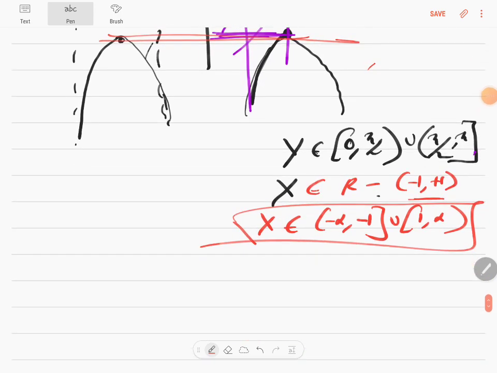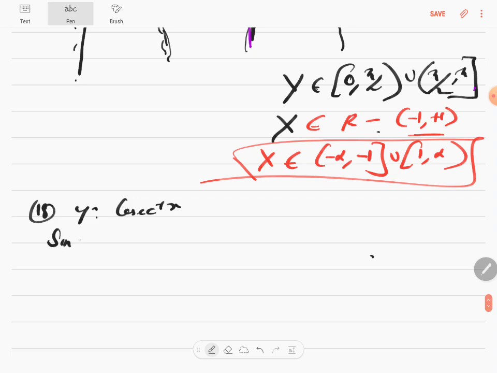Next, let's write the domain and range of a cosecant graph. So y is equal to cosecant inverse of x. It's a reciprocal of sine, and therefore sine 0 is 0, so cosecant 0 is infinity. Sine 90 is 1, therefore cosecant 90 is 1 by 1, which is 1.